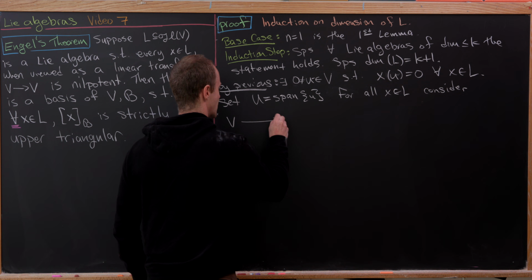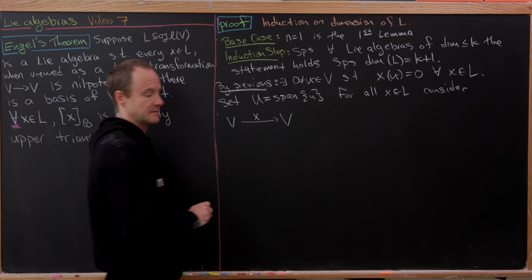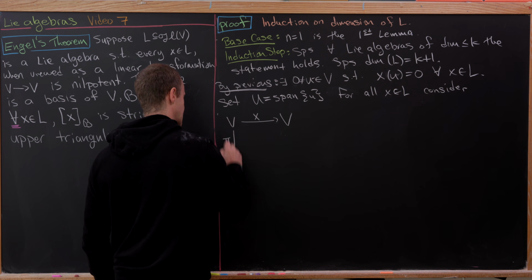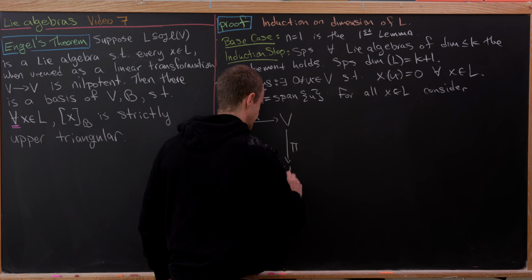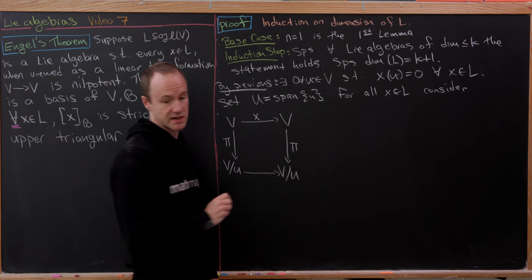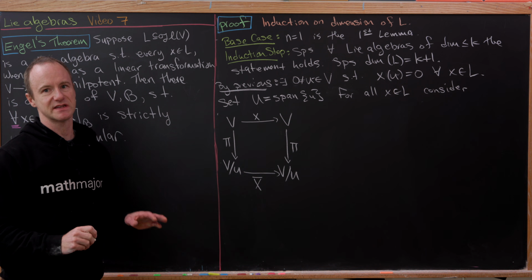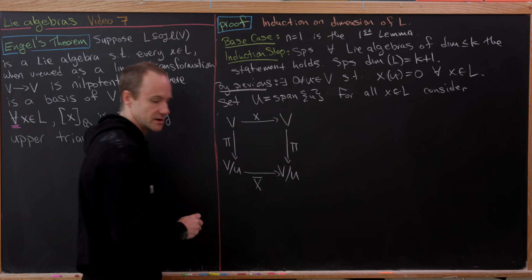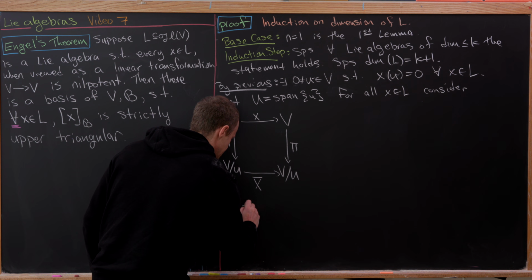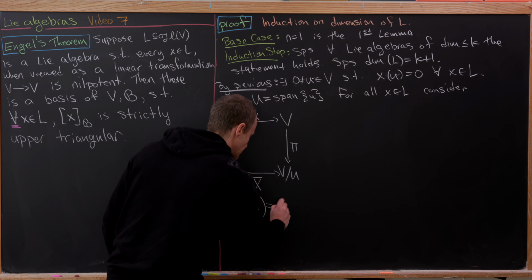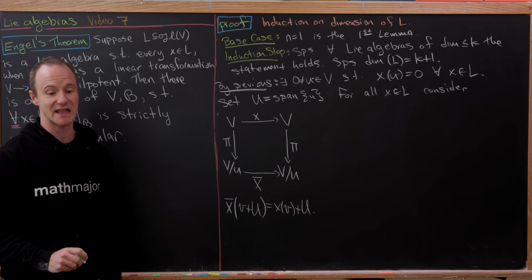On the top, we'll have V, and V will be mapped to itself via x. And then here we're going to project down to V mod U. So that's happening on both sides. So V mod U, and then across here will be our map x bar. This is essentially the same picture that we had in a previous result. And how does this x bar work? Well, it's applied to a coset v plus u and gives us x evaluated at v, plus u. So it gives us that coset.